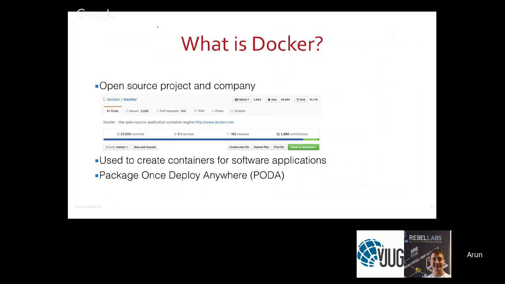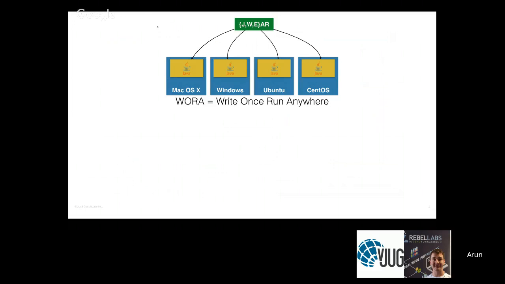Now, in the Java world, we are familiar with the concept of WORA, okay? So how does it give us WORA? Well, WORA is write once, run anywhere. You have an archive, JAR, WAR, EAR, whatever it is. You package that archive, and it can run on any operating system because there's a JVM underneath which understands that archive or the bytecode format and runs it.